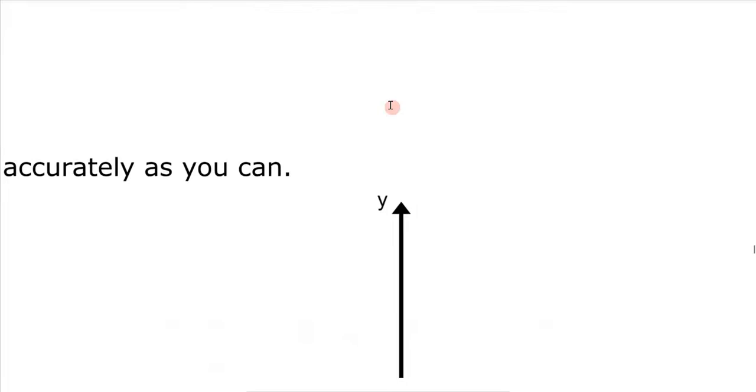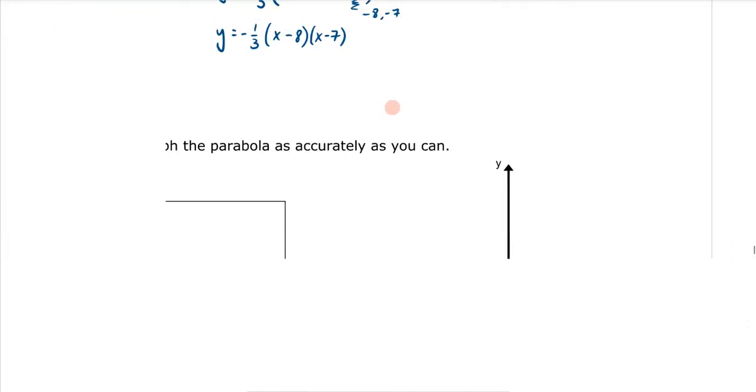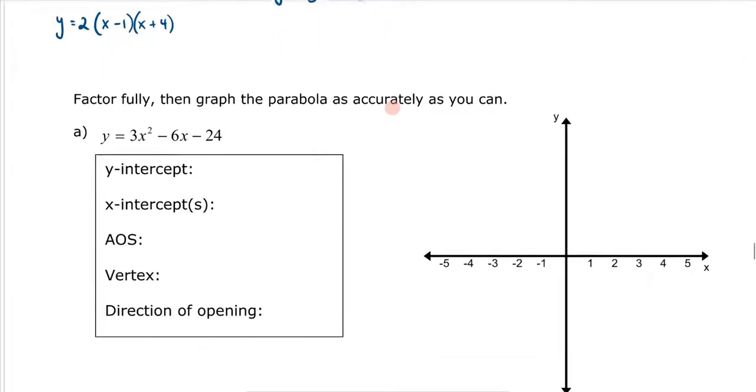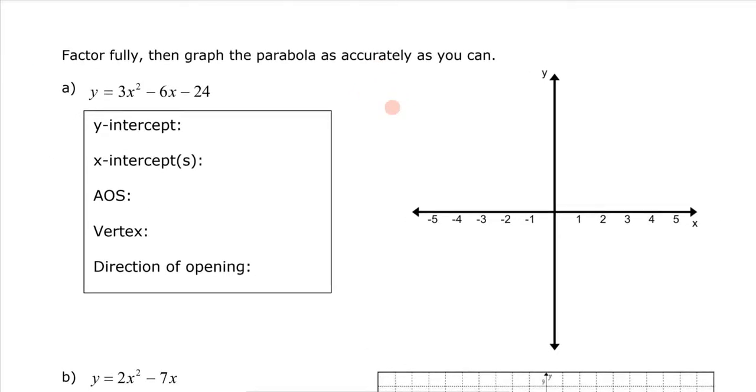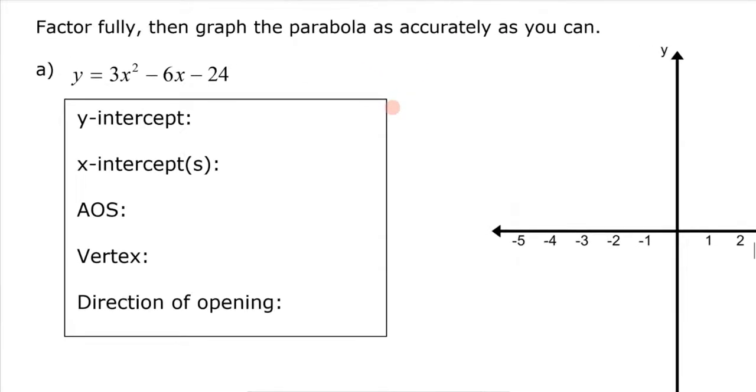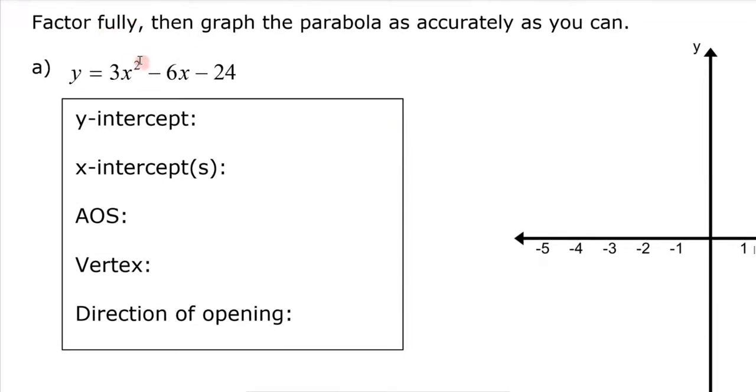Okay, so let's look at this next example. Factor fully, then graph the parabola as accurately as you can. So 3x squared minus 6x minus 24. So first thing you want to do is common factor out the 3. Okay, factor out the 3, I'd get 3 times, create your brackets. 3x squared divided by 3 is x squared. 6x divided by 3 is 2, so minus 2x. And negative 24 divided by 3 is minus 8.